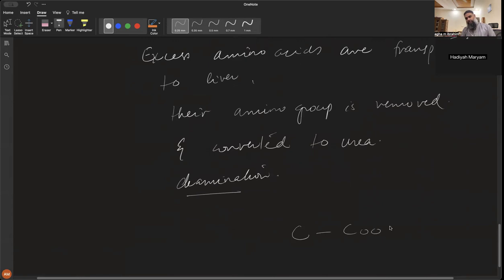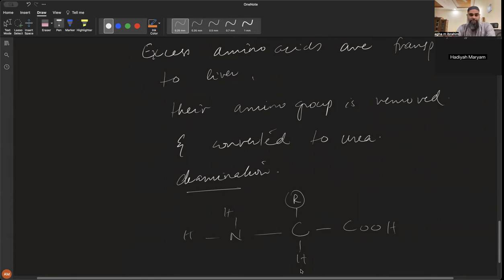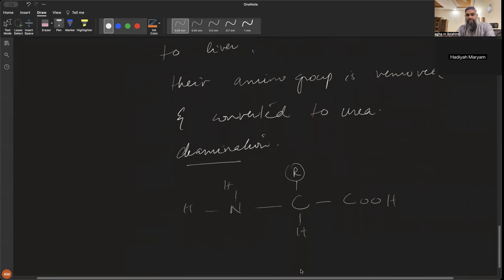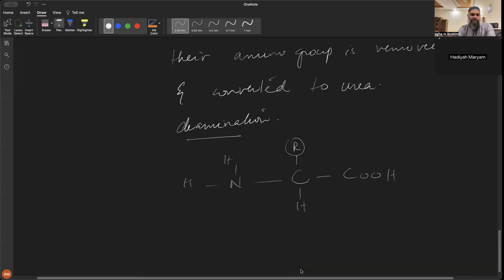see this was the structure of an amino acid. Remember, there was an R group, and this R group is like a fingerprint of the amino acids. Each amino acid is distinguished by this R group. There are many different ones, and that makes around 21 amino acids.